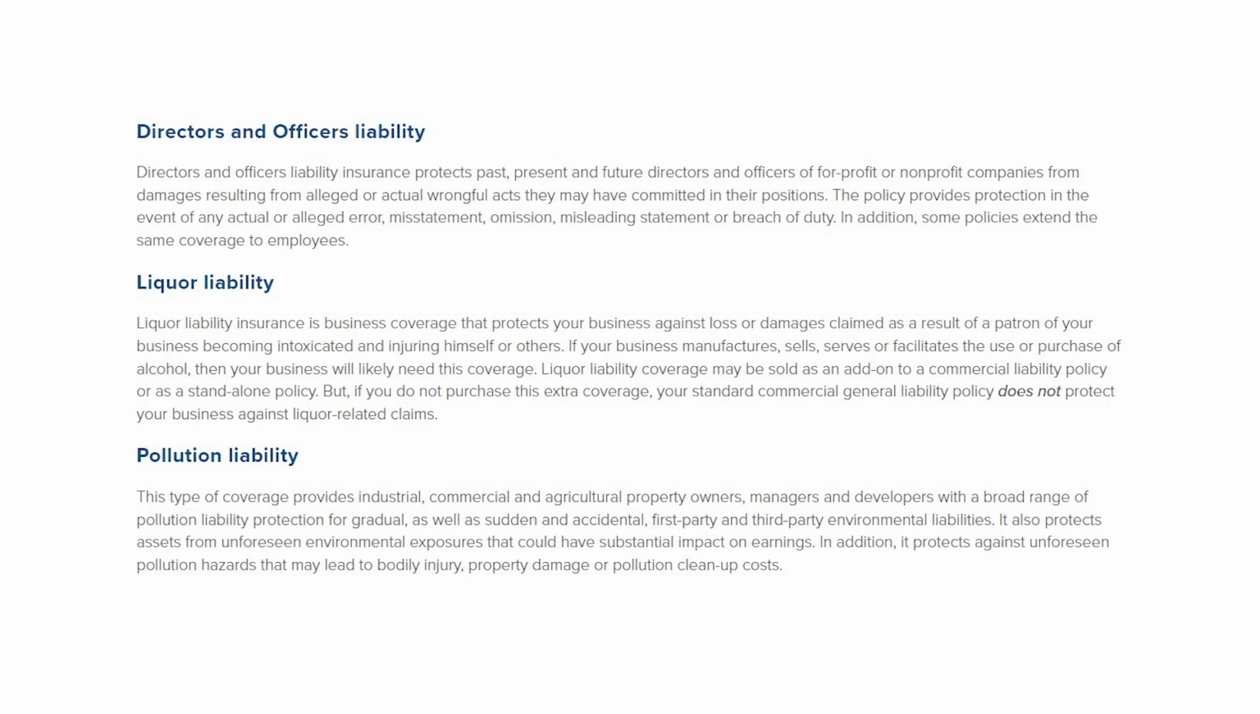Pollution liability. This type of coverage provides industrial, commercial, and agricultural property owners, managers, and developers with a broad range of pollution liability protection for gradual as well as sudden and accidental first party and third party losses. Environmental liability also protects assets from unforeseen environmental exposure that could have a substantial impact on earnings. In addition, it protects against unforeseen pollution hazards that may lead to bodily injury, property damage, or pollution cleanup costs.